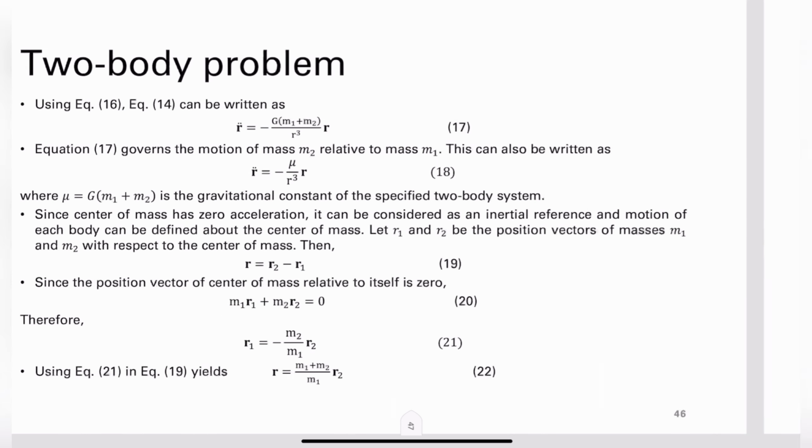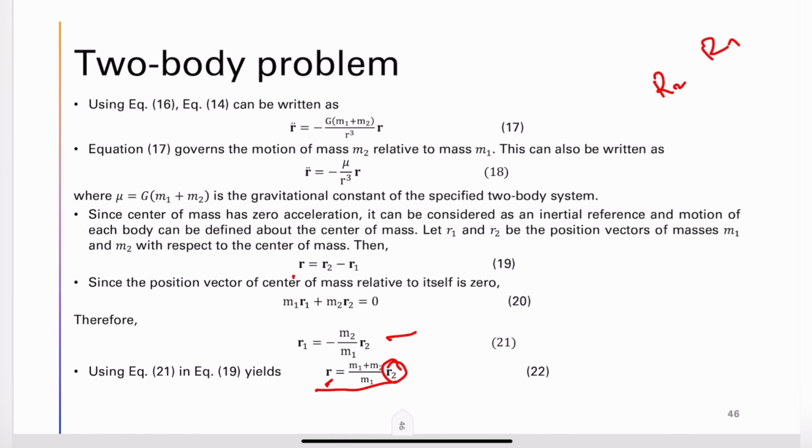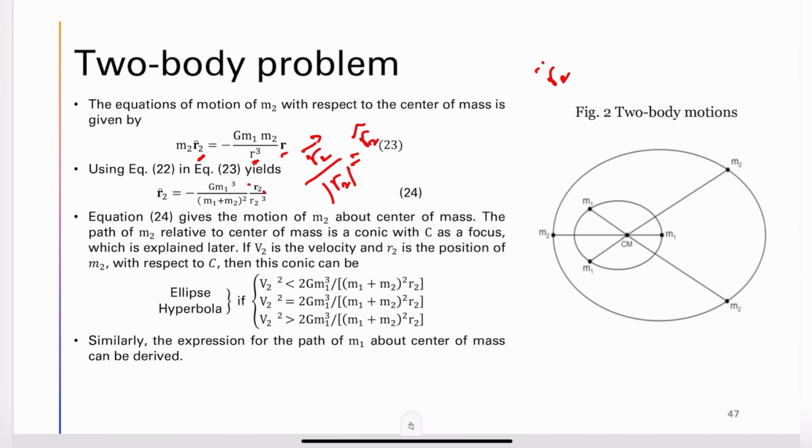See what I am doing. I am substituting r is equal to (m1 plus m2) divided by m1 into r2 in this expression. So I am substituting here and also here. I am replacing r and r cube. So I'll get r cubed in the denominator as ((m1 plus m2) divided by m1) into r2 the whole cube, and r in the numerator as (m1 plus m2) divided by m1 into r2. The final expression is this.